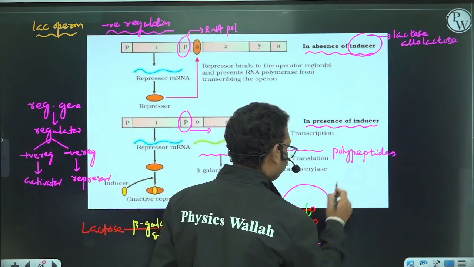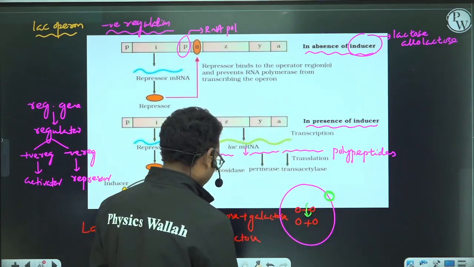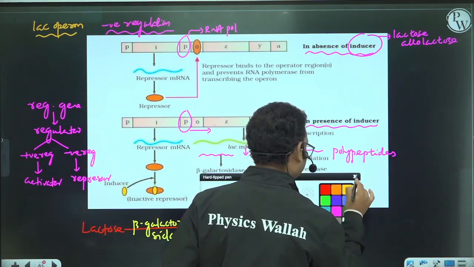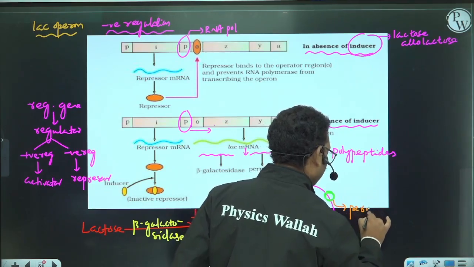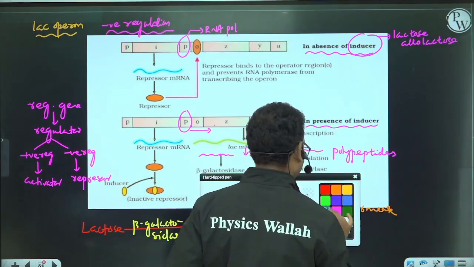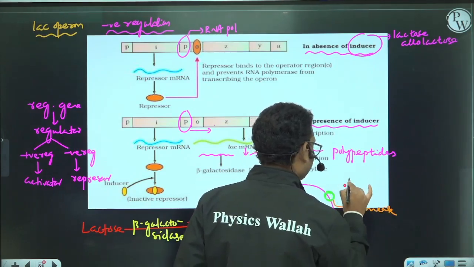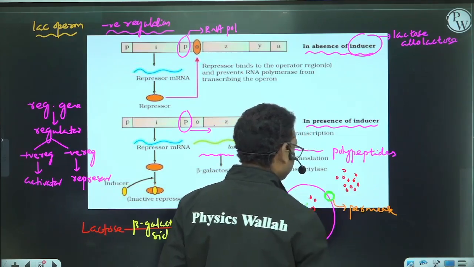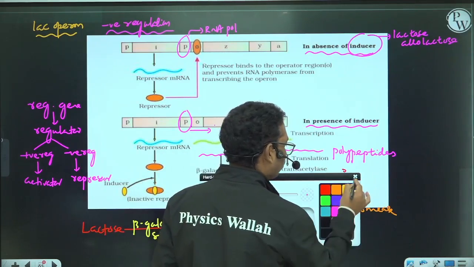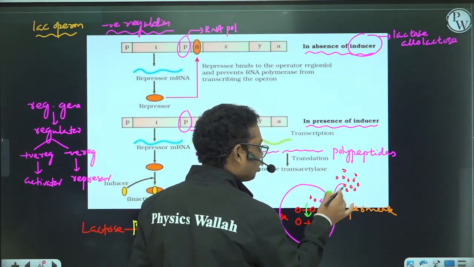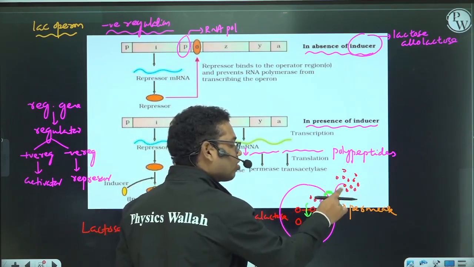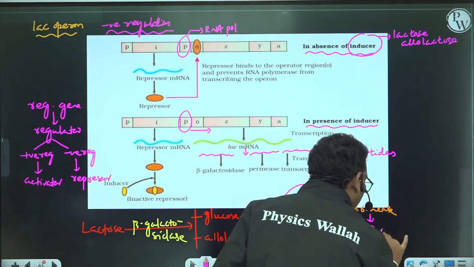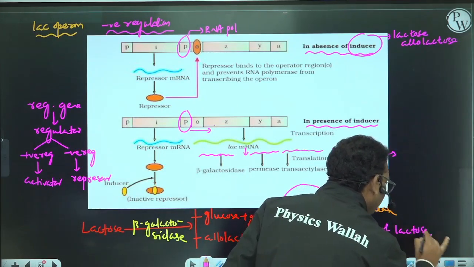So suppose this is the permease. Okay, this is the permease. And suppose these are lactose molecules, and some lactose molecules are also present here. Now what is going to happen? This permease will allow the transport of this lactose into the cell, from higher concentration to lower concentration. So this is going to cause the facilitated diffusion of lactose from the surrounding medium into the cell.